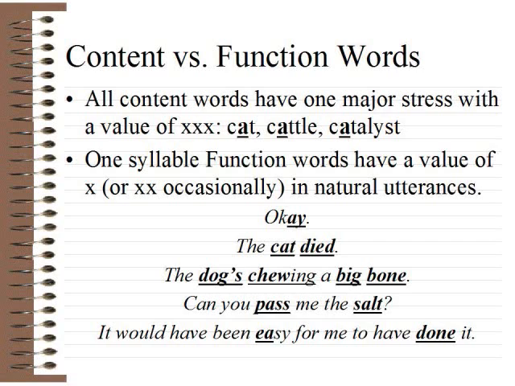All content words have one major stress with a value of XXX. So we have cat, cattle, catalyst. And in each of those we have a content word. Whether it's 1 syllable, 2 syllables, or 3 syllables, one of those syllables will have a value of 3 X's. And those words within the sentence themselves will have a value of 3 against the non-emphasized words.